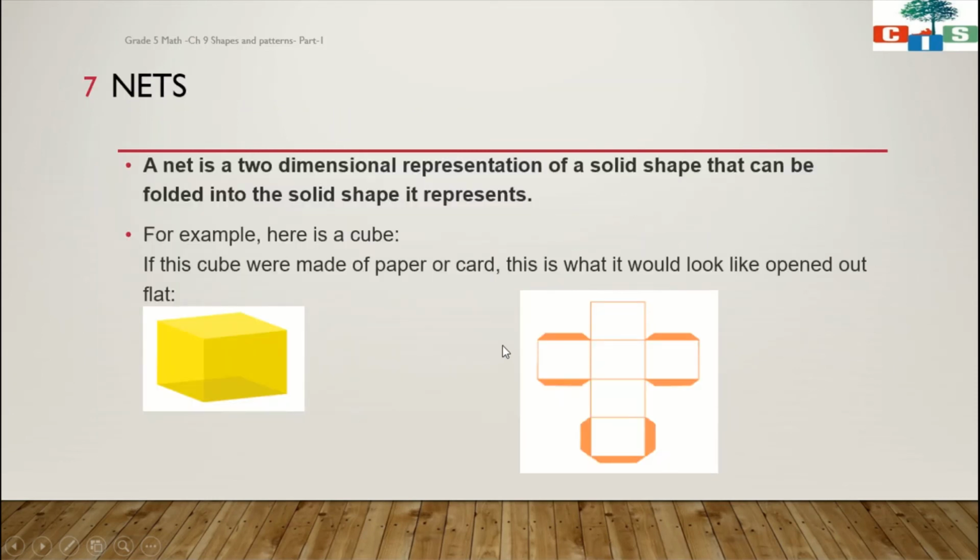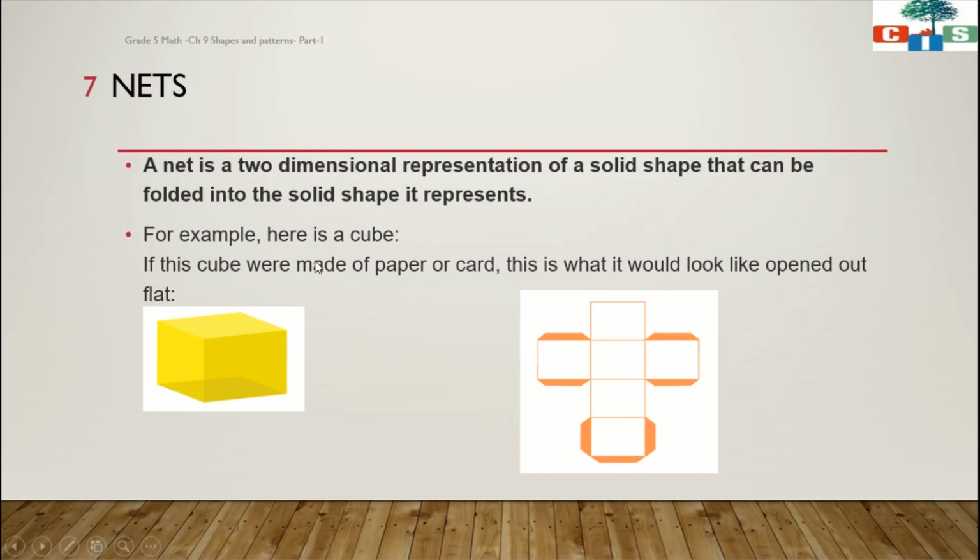Now scholars, we will see the definition of nets, that is N-E-T-S. More about nets we will see in our next video. So what is a net? A net is a two-dimensional presentation. Two-dimensional means a 2D presentation of any solid shape that can be folded into the solid shape it represents. This we will see more about in our next video.